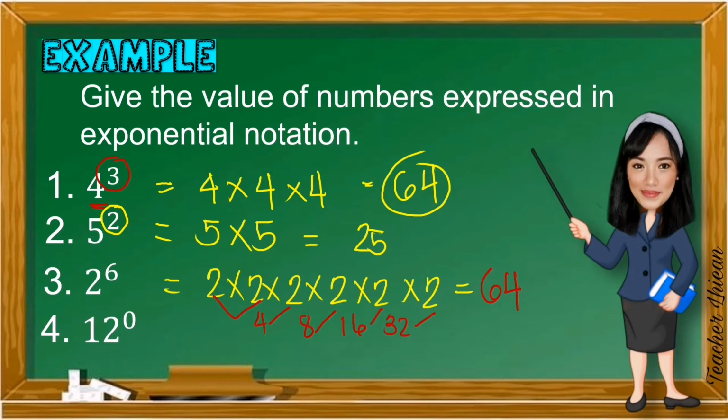And last, number 4, 12 raised to 0. So, kapag ganyan ang nakita nyo, any number or any base that raised to 0 is equal to 1. Kahit na 100 raised to 0, 20 raised to 0, 5 raised to 0, so any number that will raise to 0 is always equal to 1.